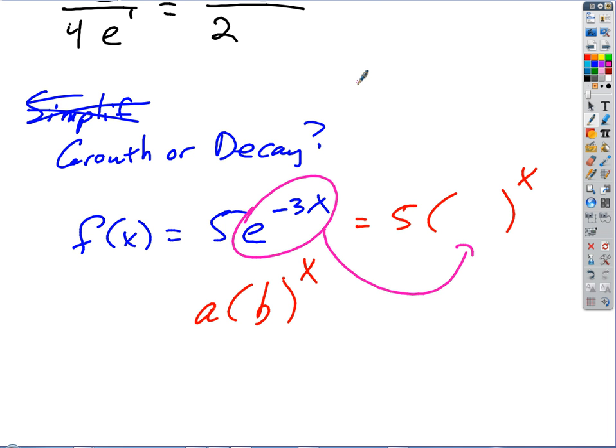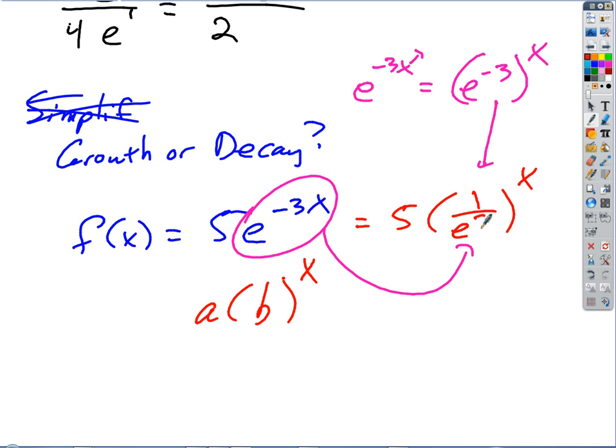Here's why. Watch, please. e to the negative 3x, if I take that x and factor it out, I can write that as e to the negative 3 to the x, can't I? Because a power to a power means I just multiply the x by the negative 3. I can go backwards with that property, right? So then e to the negative 3 is what goes there. Now what is e to the negative 3? A negative exponent on top is positive on the bottom, so that just becomes 1 over e cubed.